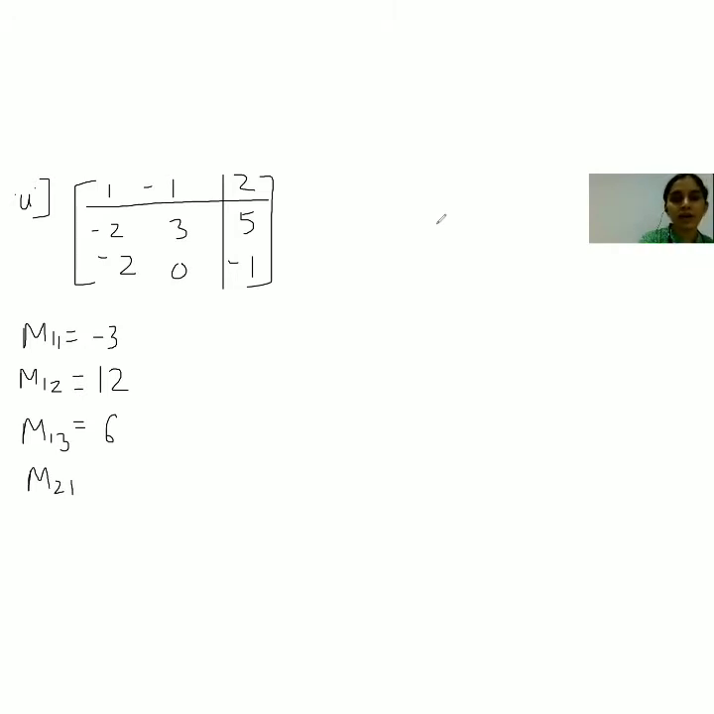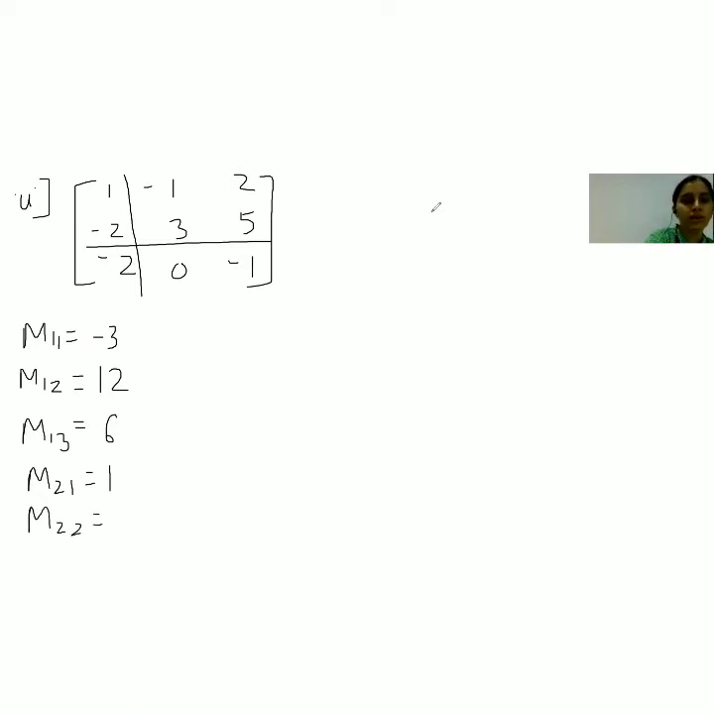Okay, then next M21, second row, first column. So what are we to hide now? Second row and first column. So the determinant is minus 1 into minus 1, that is plus 1. So 1 minus 0, that is 1. So M21 is 1.